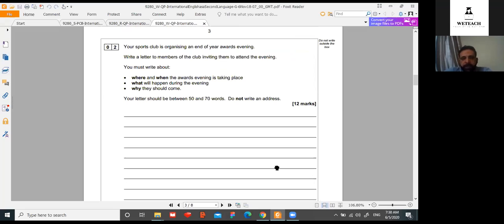As you see, the second question is a letter or an email. There is no difference at all between a letter or an email. A letter is exactly the same as an email. Like, can the letter be formal or informal? Yes, it could be formal or informal.